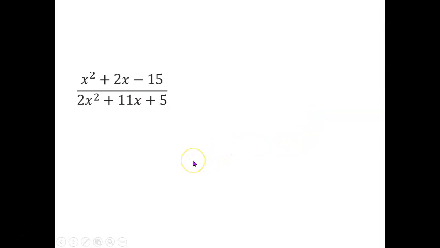Okay, how about this one? x squared plus 2x minus 15 over 2x squared plus 11x plus 5. So the first thing we've got to do is factor the numerator and the denominator. Now I'm just going to go ahead and show you what the factors are. If I were doing this live in real time, I might have to stop and think and figure out what the factors are. So it kind of looks like I immediately see the factors because they're obvious, but it's really because I figured them out ahead of time.